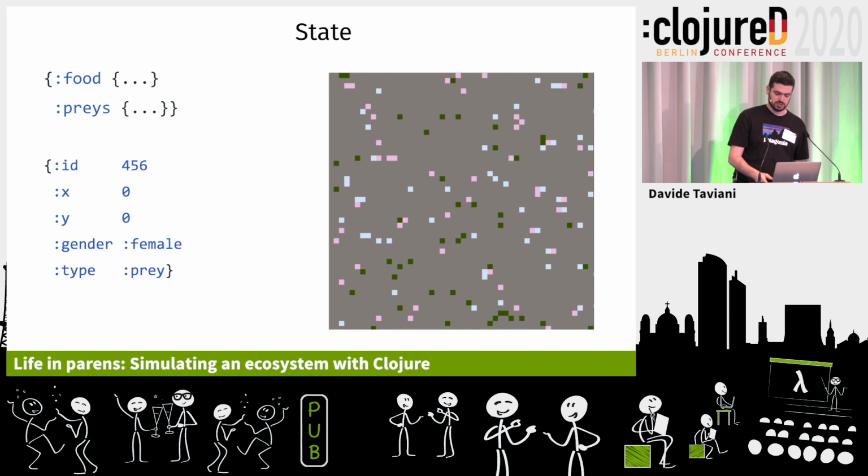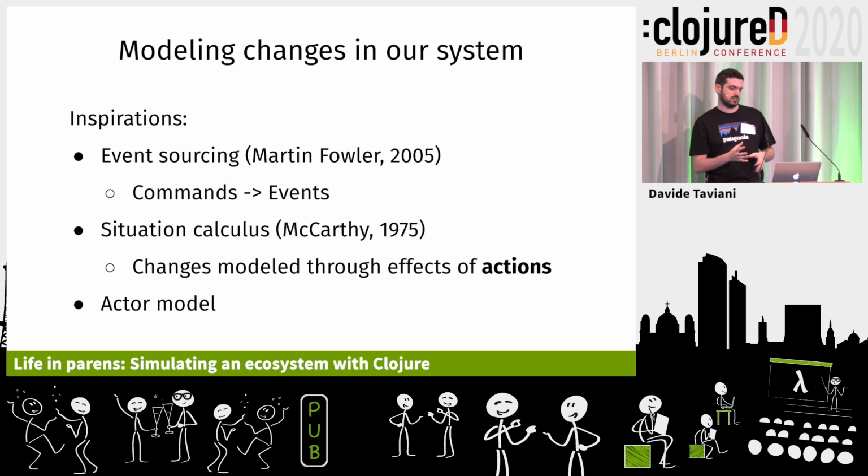So I model the way the system changes based on a few key factors. I'm a really big fan of event sourcing, so I would like to declare these changes as events. And then, McCarthy talked about situation calculus, in which changes in a dynamical system are modeled through the effect of actions. And this is also the inspiration for the actor model, which maybe some of us are familiar with. But it's not exactly an actor model, it's, let's say, inspired.